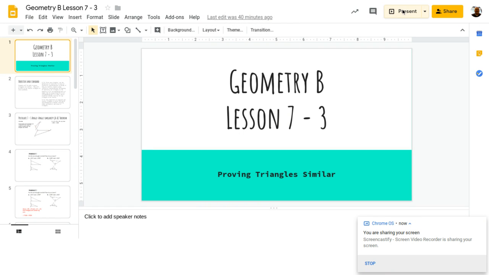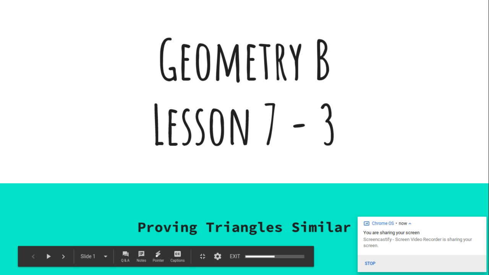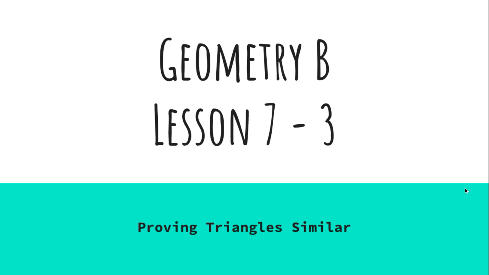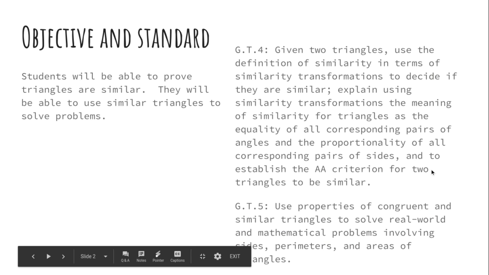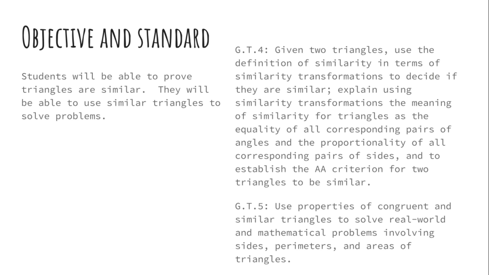Good morning. In today's lesson, we start proving that triangles are similar. Lesson 7-3. We'll be covering two different academic standards this morning. GT4, given two triangles, use the definition of similarity to decide if they are similar. And GT5, use properties of congruent and similar triangles to solve real-world and mathematical problems. Our objective of the day, students will be able to prove that triangles are similar. You'll also be able to use similar triangles to solve problems.